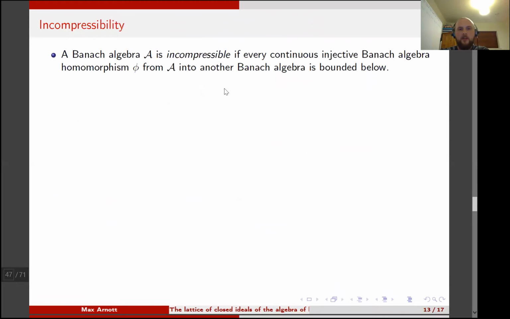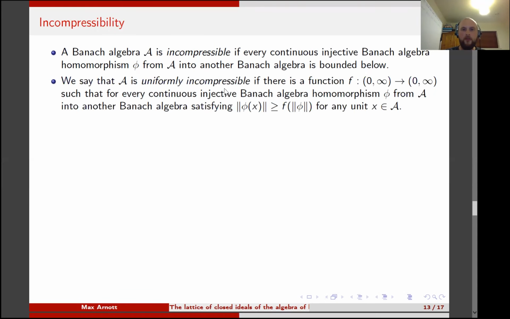Banach algebras are incompressible if every continuous injective Banach algebra homomorphism from them into another Banach algebra has to be bounded below. This was talked about in Matt Dawes's talk on Monday. It was also talked about by Bill Johnson in the Banach Space webinar back in January, I think, and that's available on YouTube. I would recommend that talk. It's uniformly incompressible if, for Banach algebra homomorphisms into another Banach algebra, the lower bound depends only on the norm of the homomorphisms themselves.